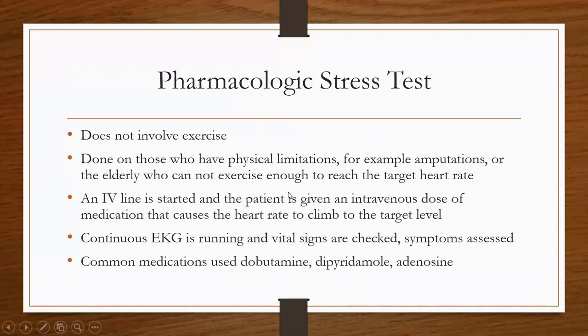Pharmacologic stress testing does not involve exercise. It's done on those who have physical limitations, for example, those patients with amputations or elderly who cannot exercise enough to reach that target heart rate. An IV line is started and the patient is given an intravenous dose of medication that causes the heart rate to climb to that target level. Continuous EKG monitoring as well as vital signs are checked, and you're watching the patient for any symptoms. Some common medications that are used are dobutamine, dipyridamole, or adenosine.